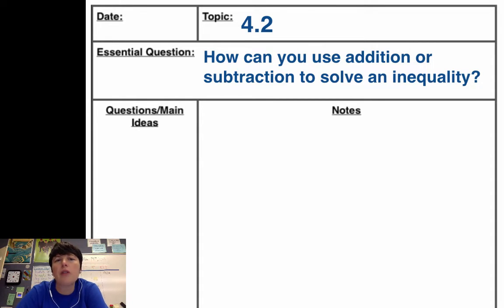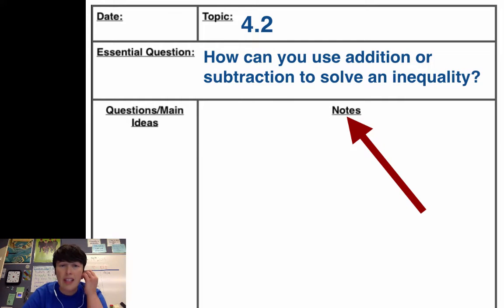How's your notebook looking? Are you doing a pretty good job of organizing those notes? Are you labeling your questions and your main ideas? That essential question and date? Are you remembering the right topic and even notes? Because we are working on how to organize that notebook and make it look good each day. So hopefully you are. Here's what we're going to do.